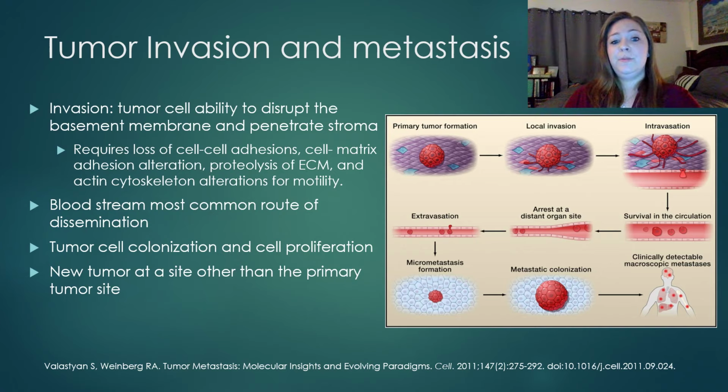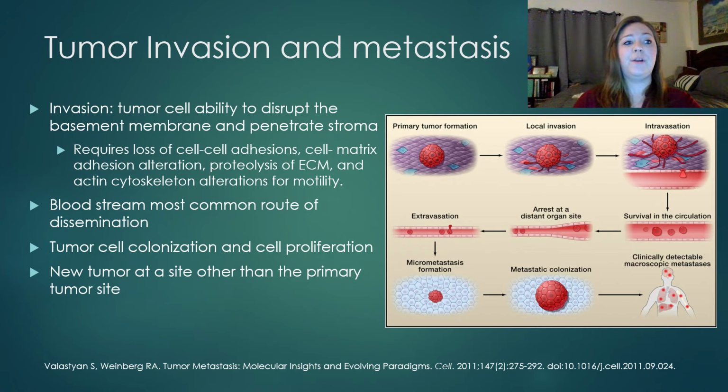So once the tumor cell reaches the distant organ site or wherever it's planning on metastasizing, you need colonization and cell proliferation to take place in order to establish a new micrometastasis formation, which you can see in the diagram. It starts at the primary tumor, and then it establishes vascularization to the tumor through angiogenesis, and then it needs to be able to survive within the bloodstream to even make it to the organ site.